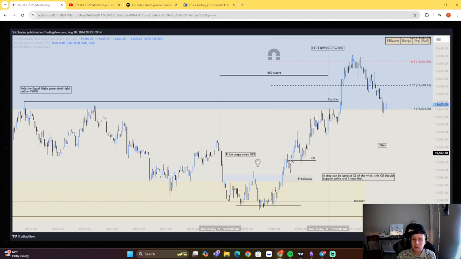And the fact that we have a real liquidity void right there makes this a powerful PD array, is kind of what he was talking about. It's happening after 7 a.m. and it's happening during this macro. And also we have relative equal highs generated right below a new week opening gap. And since this new week opening gap is a larger range, we have the 25%, 50%, 75%, and then we have that high.